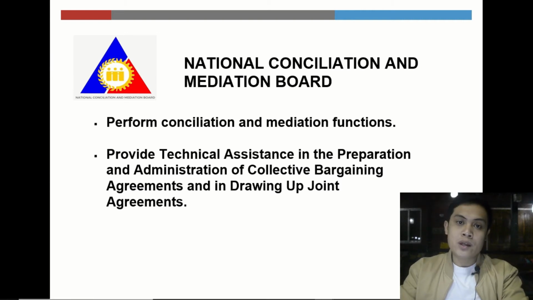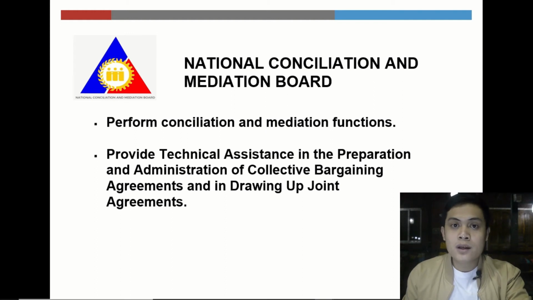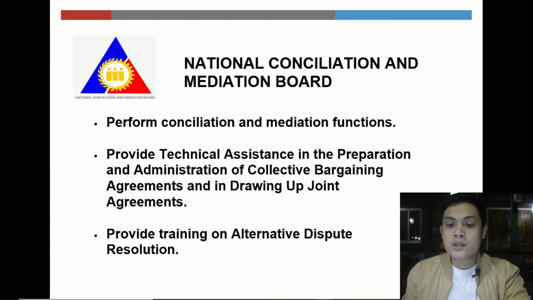So when the case or the conflict reaches the NCMB, the NCMB is the bureau of the DOLE, the Department of Labor, which addresses the case and of course will also interpret the CBA. So of course, lawyers are here, and there are also a lot of people that are knowledgeable with labor laws that are connected to this bureau of the Department of Labor. Of course, they also provide training on alternative dispute resolution.